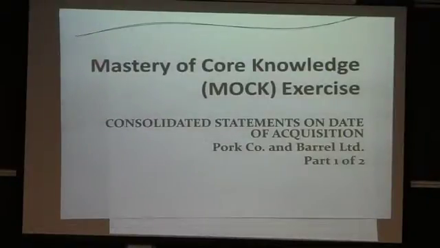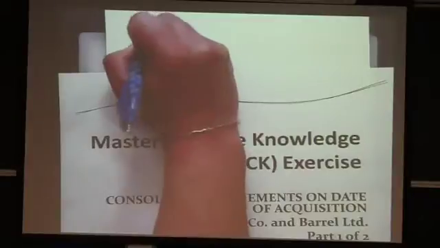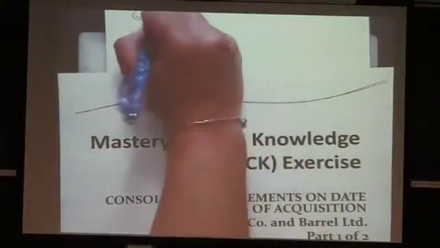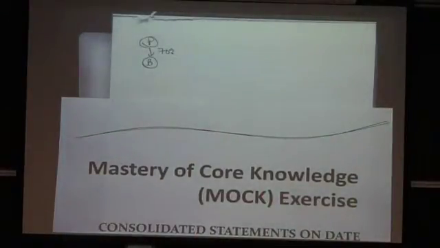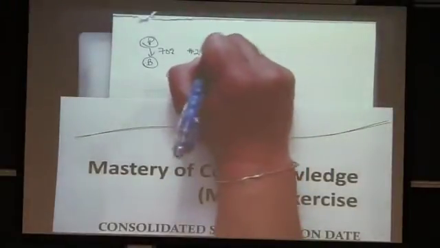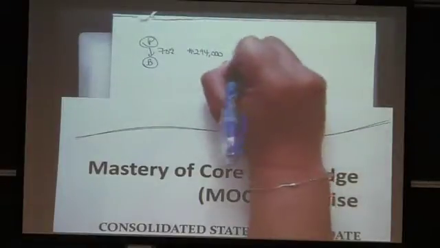The question starts with the financial position, the balance sheet for Pork and Barrel as of December 31st, year 2. And we're told that Pork acquired 70% of outstanding shares of Barrel on December 30th in year 2 for $294,000. So it's P purchasing B, and it's only 70% purchased.